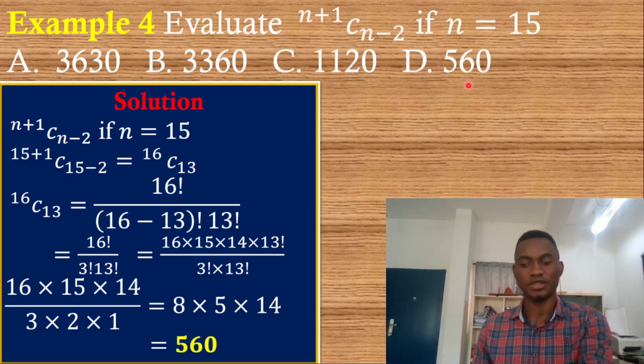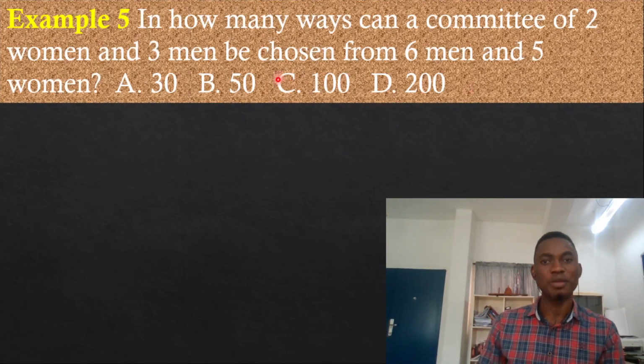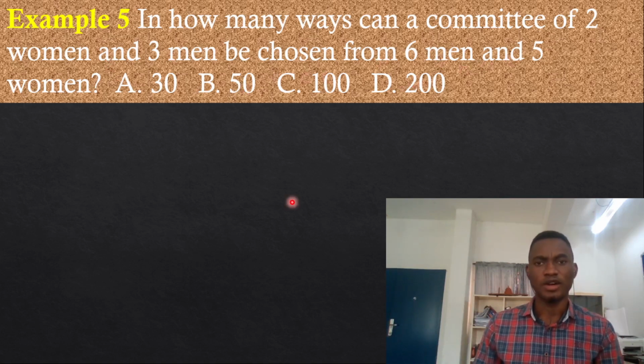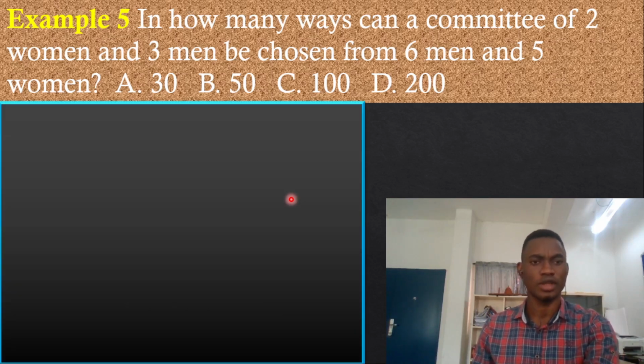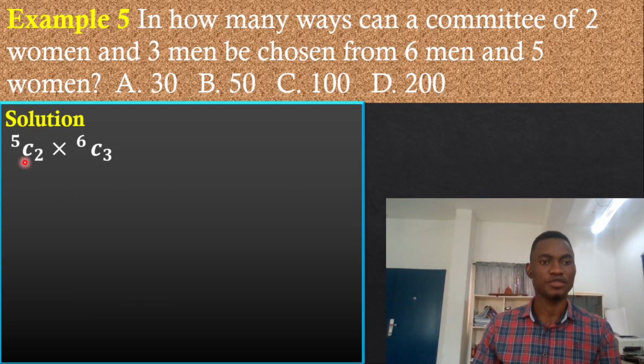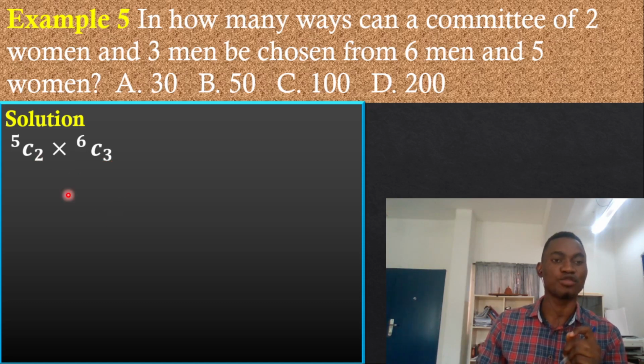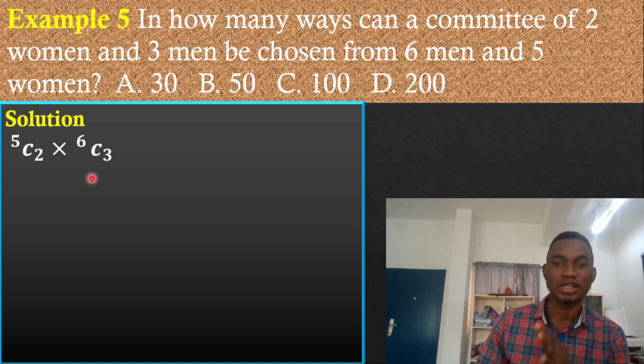All right, let's look at the fifth example. Example 5. In how many ways can a committee of 2 women and 3 men be chosen from 6 men and 5 women? All right, guys, let's look at the solution. As you can see, we have 5 women to choose 2 women from. We also have 6 men to choose 3 men from, so that these 5 persons will form a committee, and that committee is made up of 2 women and 3 men. That is what this question is asking us to do.